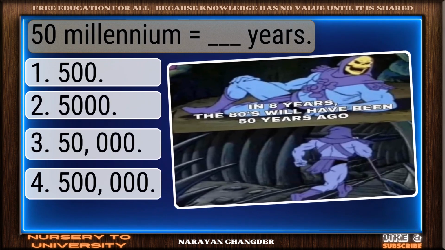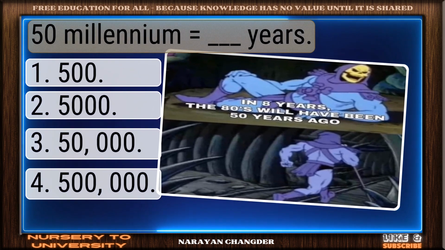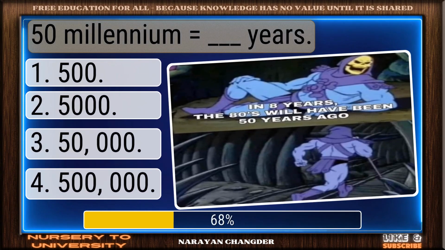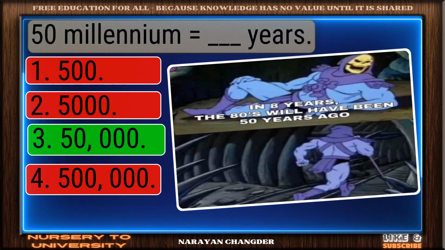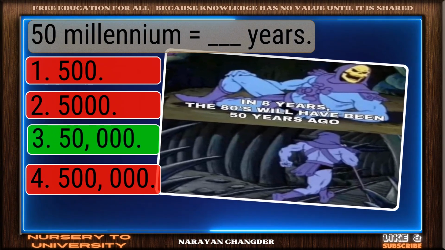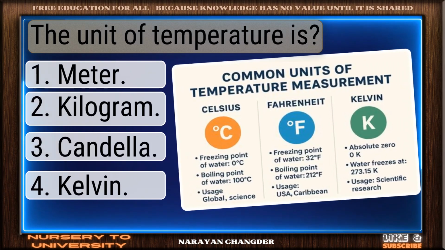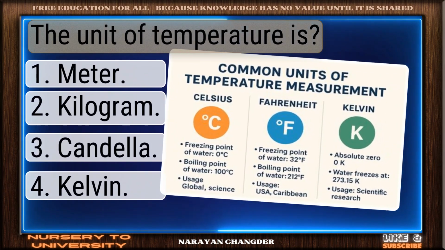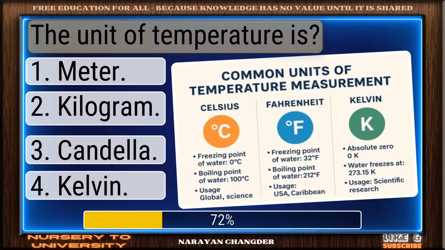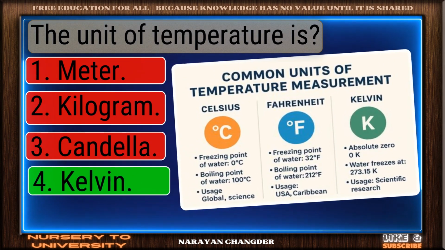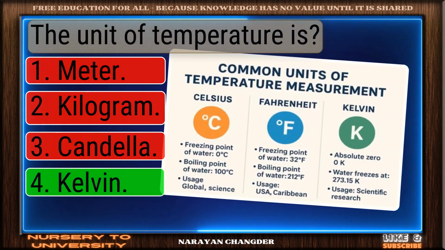Question number 232. 50 millennium equal to dash years. Well reasoned. 50,000 years is the correct choice. Question number 233. The unit of temperature is. Excellent. Kelvin is a brilliant choice.